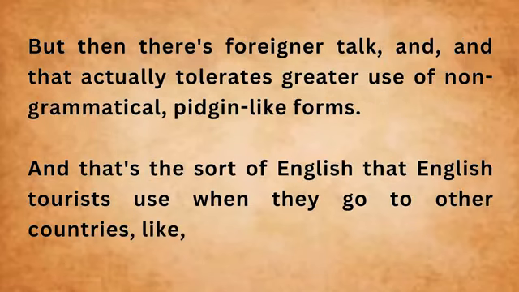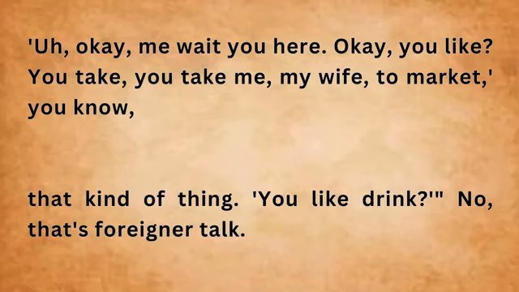But then there's foreigner talk, and that actually tolerates greater use of non-grammatical, pidgin-like forms. And that's the sort of English that English tourists use when they go to other countries, like, okay, me wait you here. Okay, you like? You take me, my wife, to market. You know, that kind of thing. You like drink? No, that's foreigner talk.